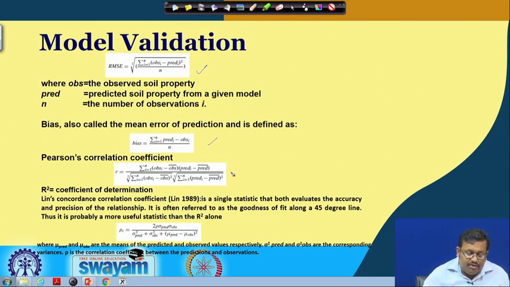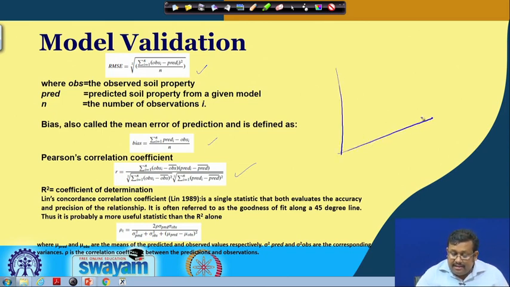Pearson correlation coefficient basically shows the strength of linear relationship between two variables. So, this is another index of model validation. And then Lin's concordance correlation coefficient, which is a single statistic that evaluates both the accuracy and precision of the relationship. Remember that it is often referred to as the goodness of fit along the 45-degree line, thus it is probably a more useful statistic than the R square alone.